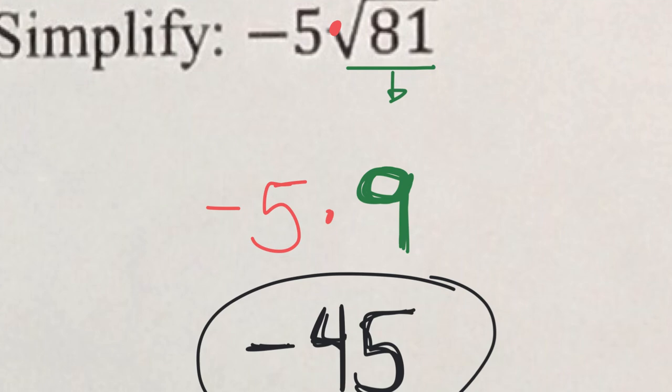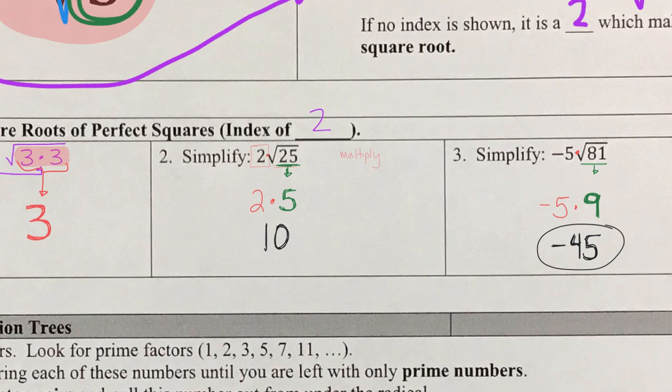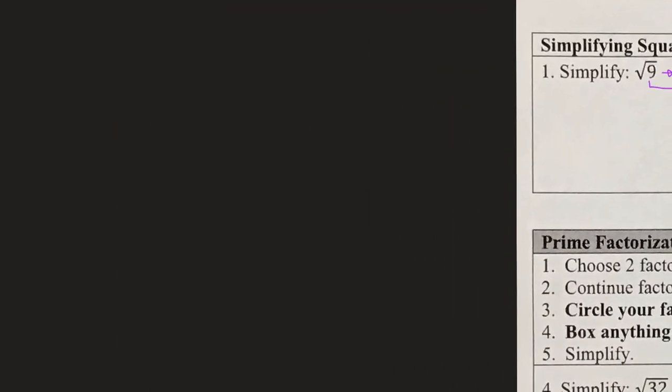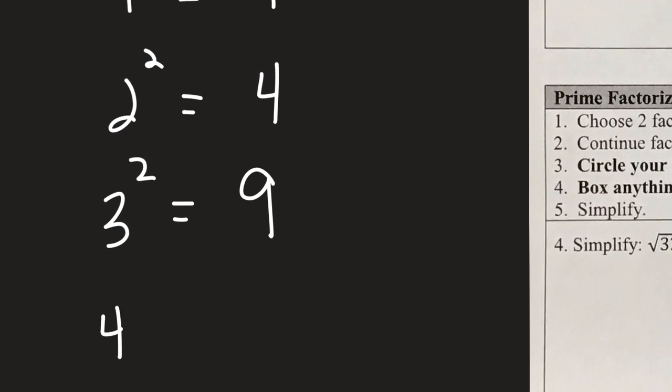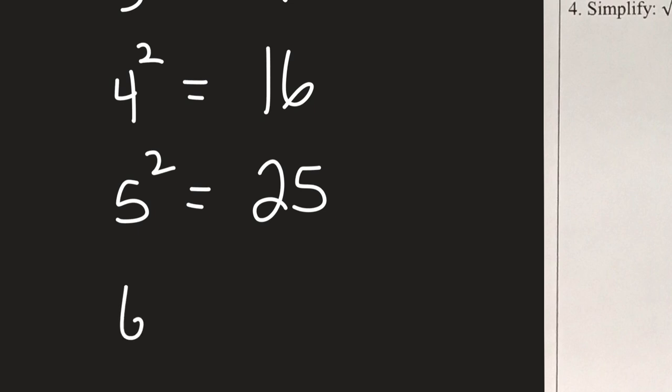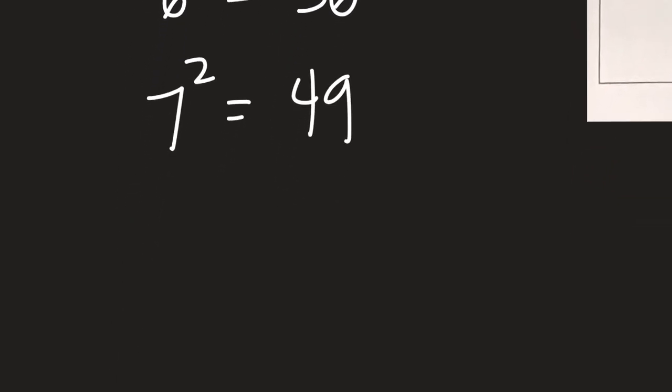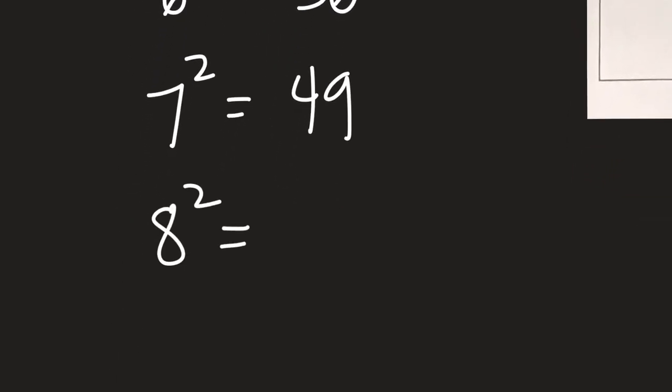So if we have a perfect square, these are your perfect squares: every number when multiplied by itself. So what's 1 squared? 1. 2 squared is 4. 3 squared is 9. 4 squared is 16. 5 squared is 25. 6 squared is 36. 7 squared, 49. These are all of your perfect squares. We're going to go up to 10 squared.